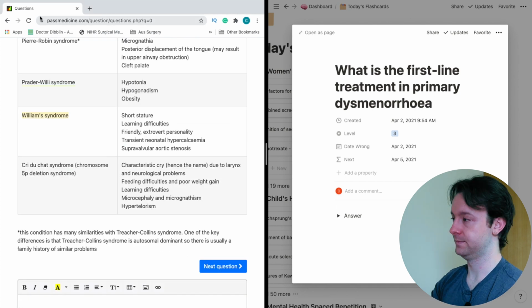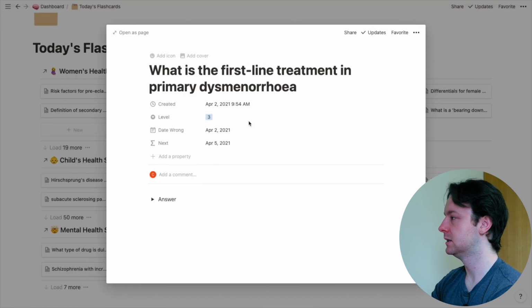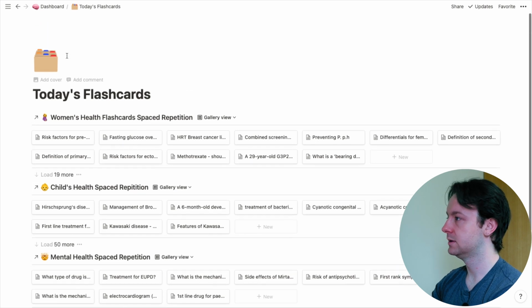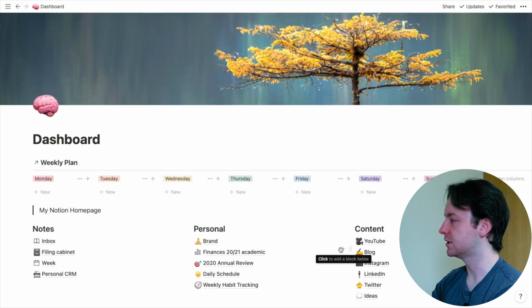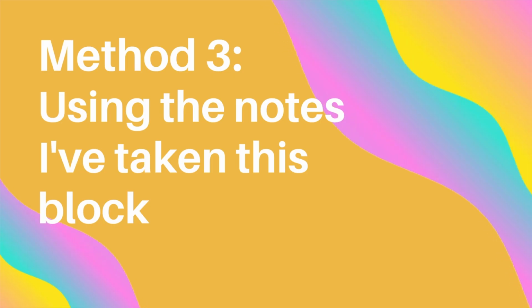Now there's one more way that I like to make my flashcards, and to do that, we're just going to say goodbye past medicine, and we're going to come over here. Now the last way I like to make my flashcards is probably the ideal way, and that is going through my own notes.